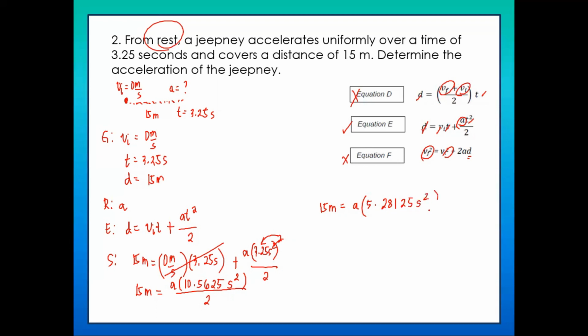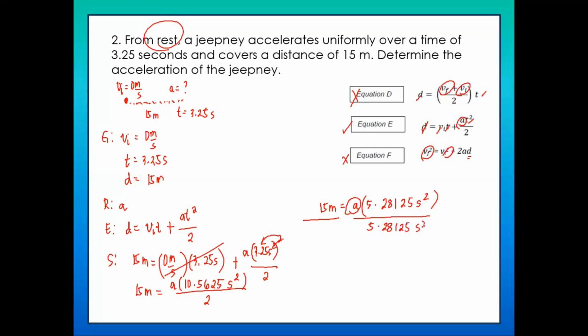Second squared. Okay, so this answer came from this operation na ginawa natin. Dinivide natin sa 10.5625 kay 2, kaya ito yung sagot. Now, dahil after tayo kay A, para mawala itong value na to sa side ni A, divide natin both sides with this.